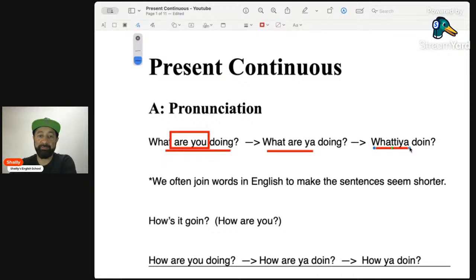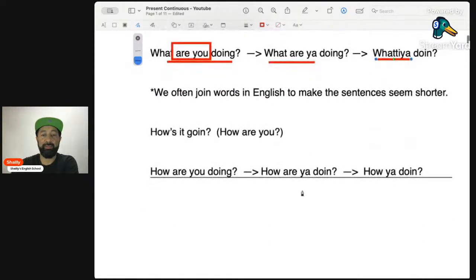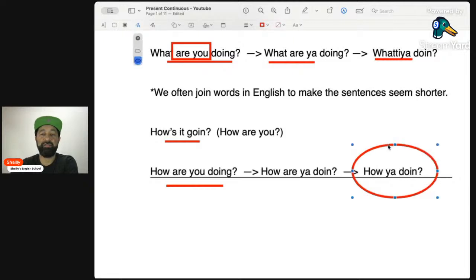All right. Another good example here is "how is it going?" I change it to "how's it going?" How's it going? "How are you doing?" Final product, final sentence: "How ya doing?" All right. So this is a great tip for you to try to remember and try to use. Join your words together, make them a little bit shorter, and you will sound more and more like a native English speaker.